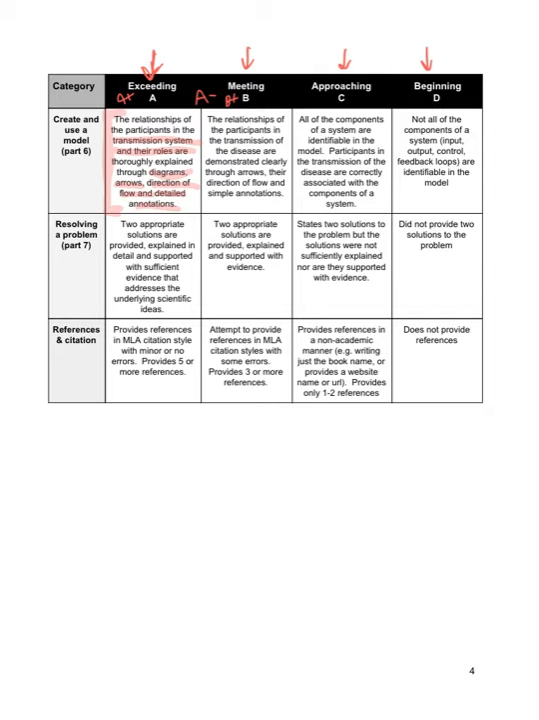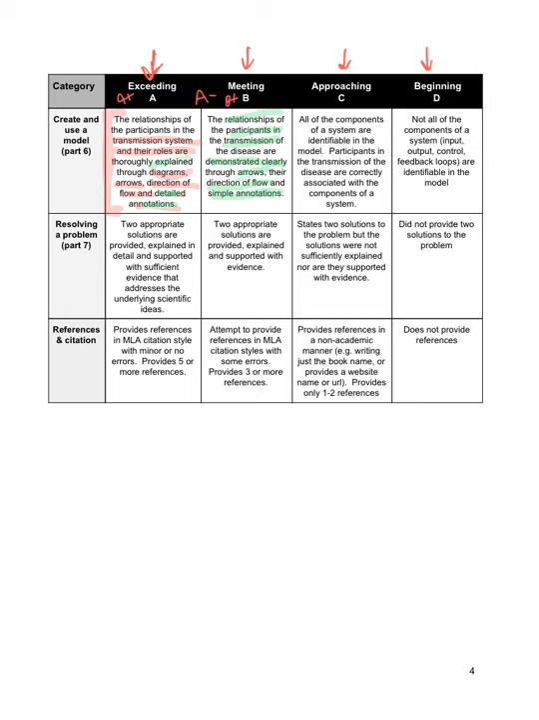B range, the relationships of the participants in the disease transmission are demonstrated clearly through arrows and their direction of flow, with simple annotations. So notice the difference is detailed annotations versus simple annotations, and thorough explanation versus just clear demonstration.